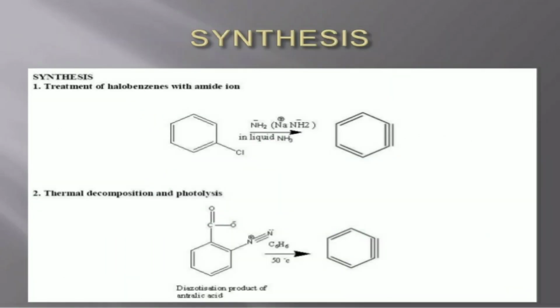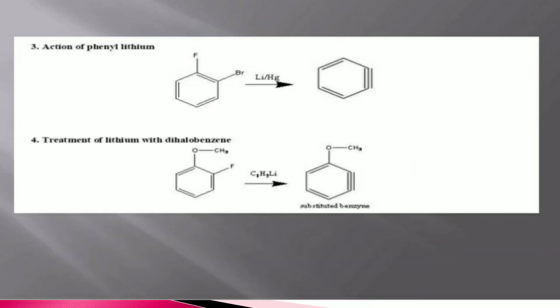How is it prepared? Benzyne, or arene, can be prepared from a halobenzene with the amide ion. There is a formation of benzyne. By thermal decomposition and photolysis processes, there is also a formation of benzyne or arene. Another preparation method of arene is the action of phenyl lithium, and the treatment of lithium with dihalobenzenes also gives benzyne.